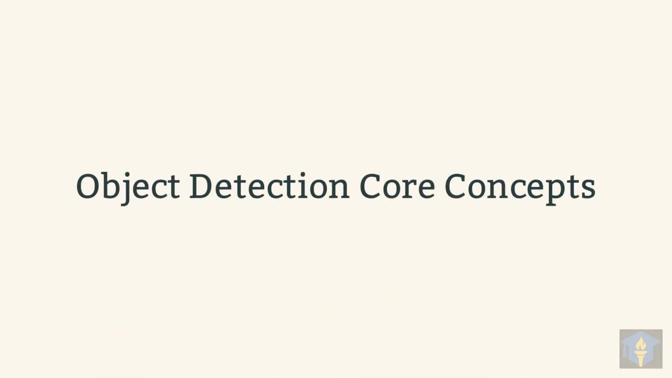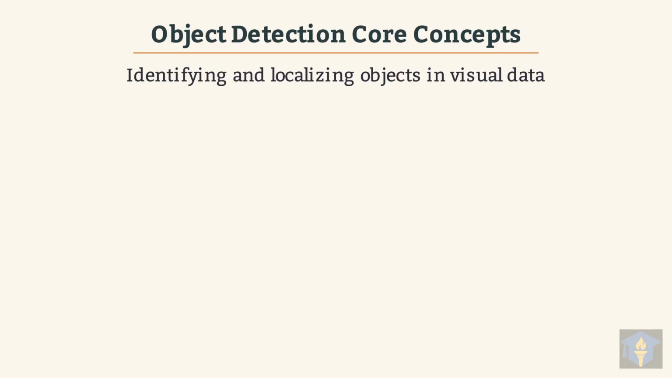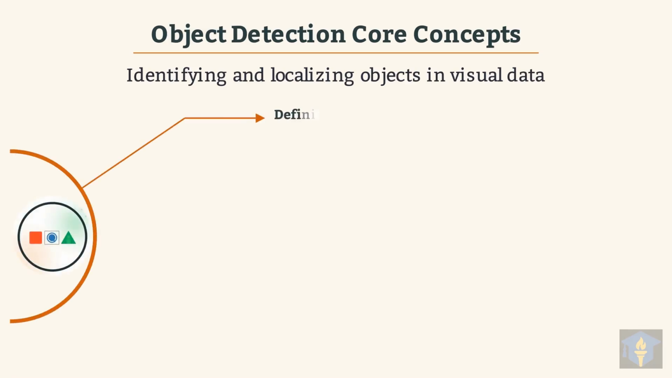Let's now explore the core concepts behind object detection, a vital area in computer vision. Object detection focuses on both identifying and precisely localizing objects within visual data. Its definition involves identifying different objects and pinpointing their exact locations in an image or video. This means not just knowing an object is there, but also exactly where it is within the visual frame.